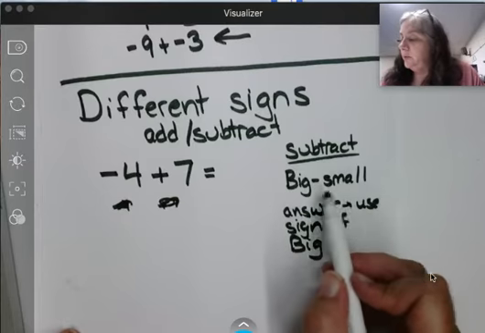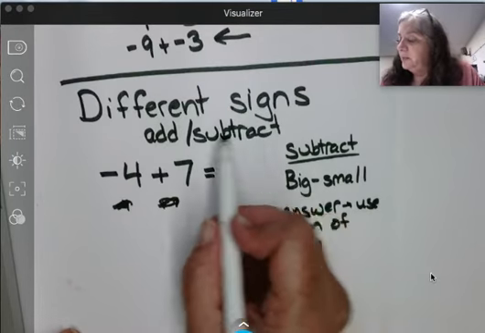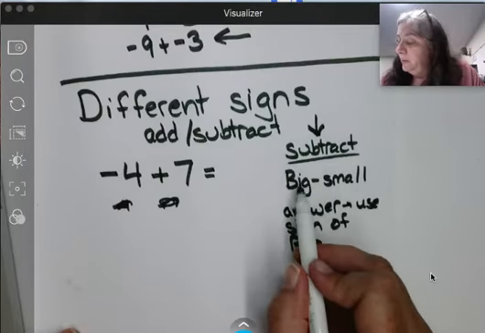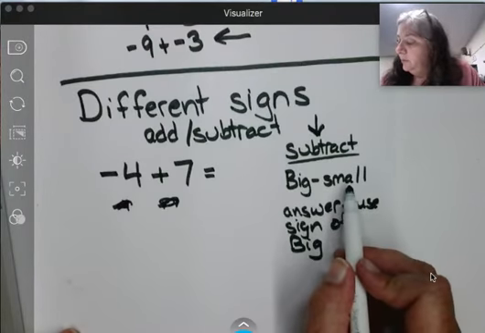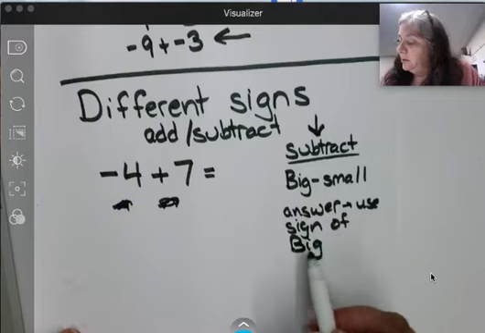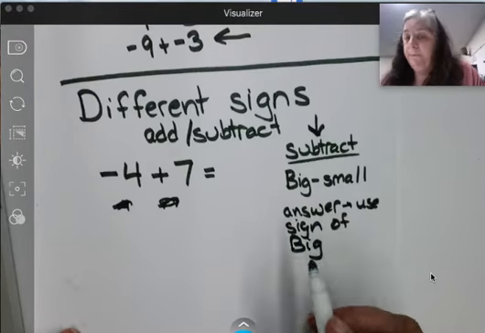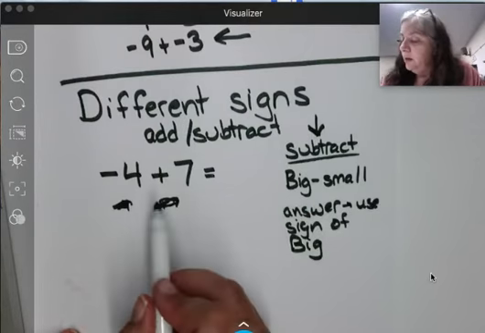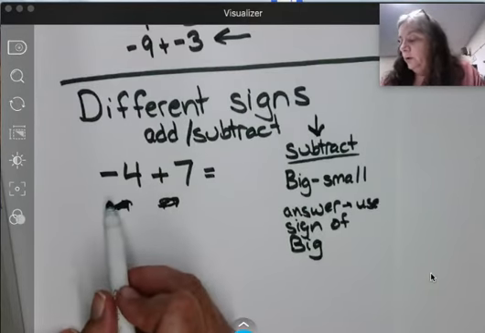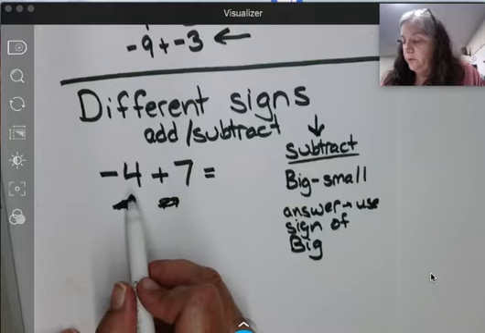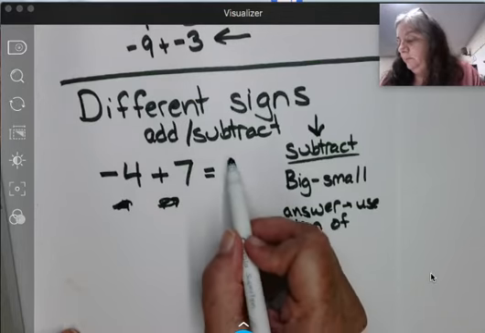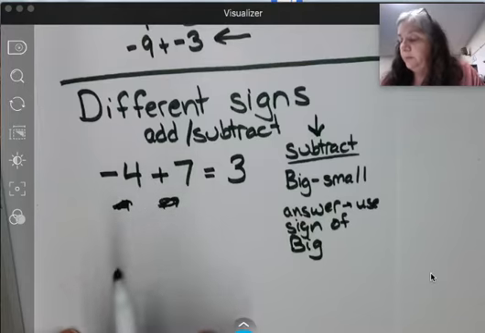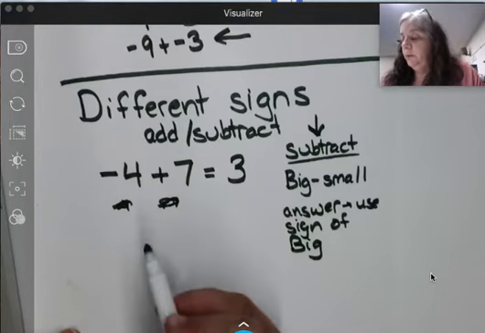So here are the steps. If you have different signs and it's add, subtract, you're always going to subtract. Big number minus the small number, and then your answer takes the sign of the big number. In other words, the big number wins. Did you write that down? So here, 7 is bigger than 4. So I say 7 minus 4 is 3. Is the answer going to be positive or negative? Positive, because the big number wins.